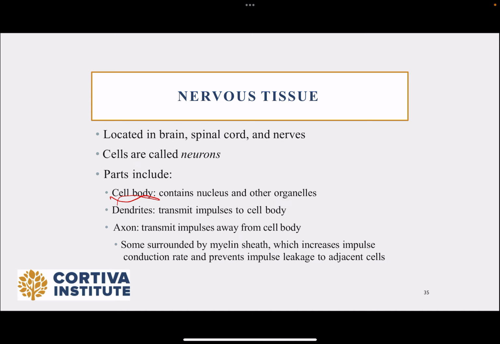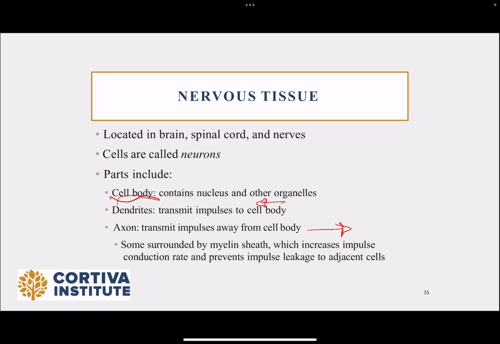These are going to transmit impulses to the cell body. Axons are going to go away from the body, right? So it's going to transmit those impulses away. Some are surrounded by what is known as the myelin sheath. The myelin sheath is like a little protective layer to protect our neurons.